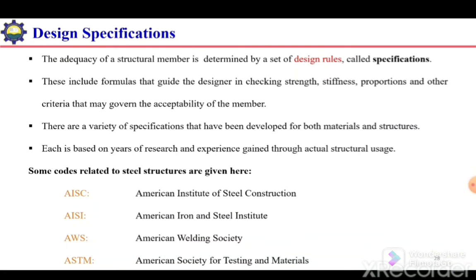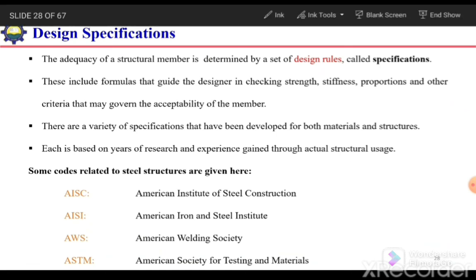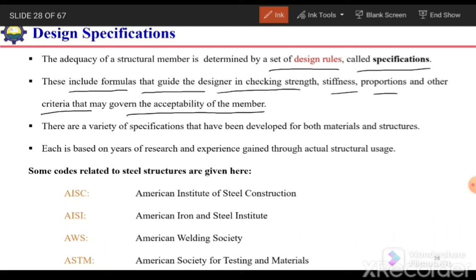Next is design specification. The adequacy of a structural member is determined by a set of design rules. These design rules are called specifications. These specifications include design formulas that guide the designer to check the strength, stiffness, proportion and other criteria that may govern the acceptability of the member.